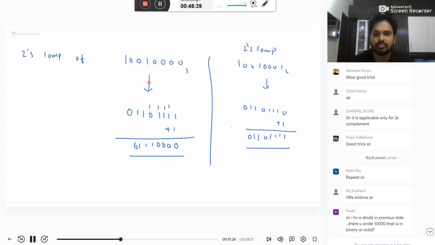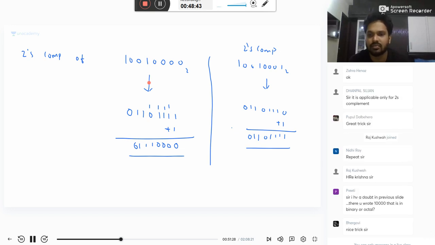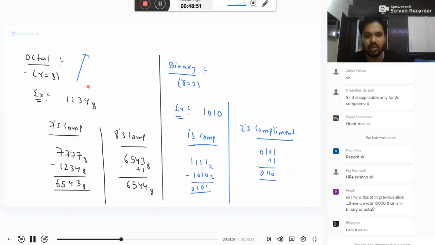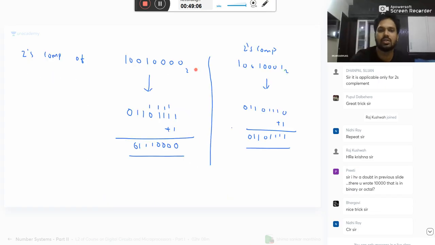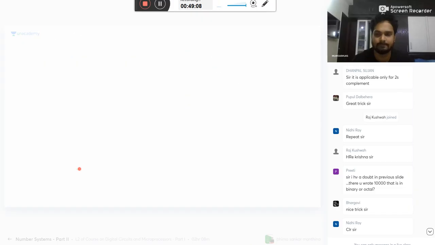Which one? Please see, this is binary only. Before this, we were speaking about octal. Here your base is octal. If I write here 100, I should write the base. Definitely, the examiner will give you the base. Okay, so that's all. So let's move further.